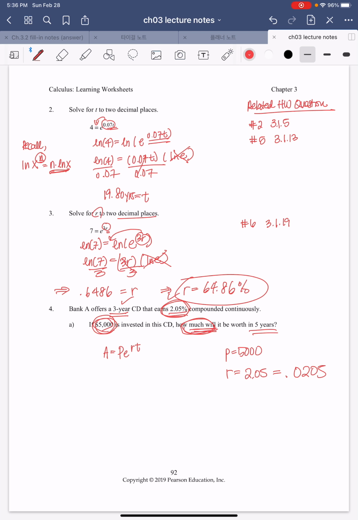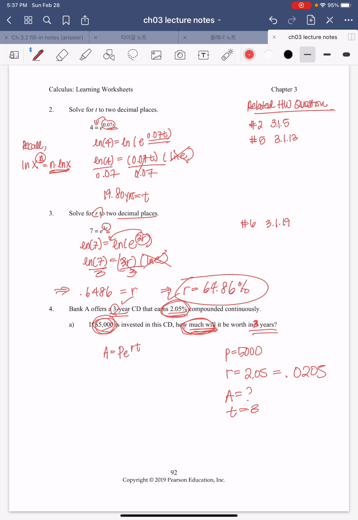Now, how much will it be worth? That's like the final amount. So I want to look at A at the end, right? A at the end. Oh, I'm sorry. I think there's a slight typo. This should be 3 years. Sorry. It has to match up with 3 years because the bank only offers a 3-year CD. So that's a typo. So T will be 3 years.